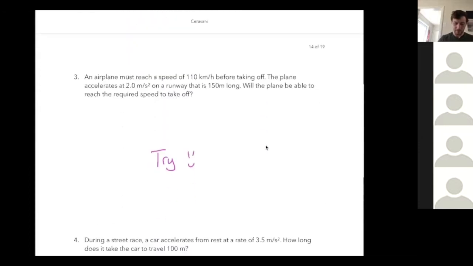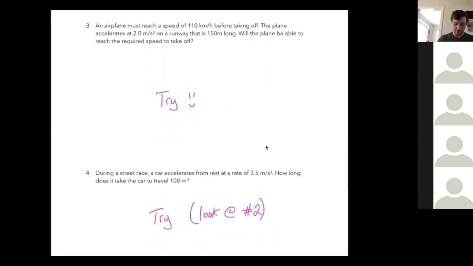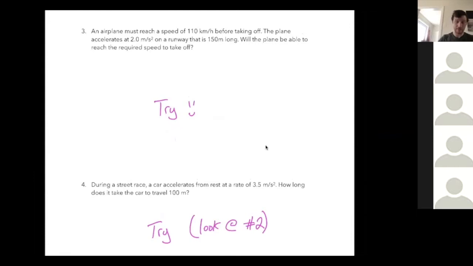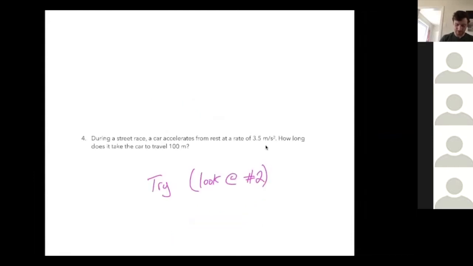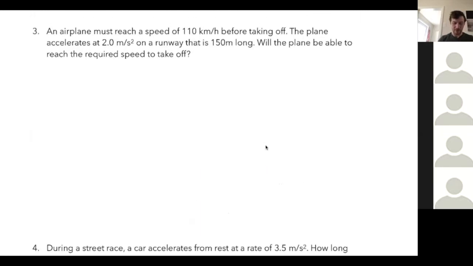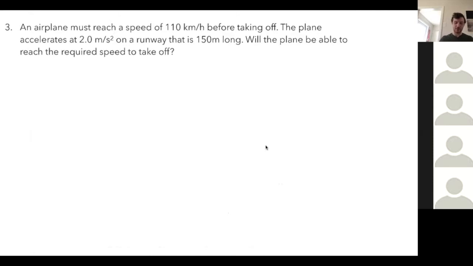Okay. So number 3 and 4, I asked you to try. So we're going to do these ones together. I won't go into too much detail, but here, this first number 3, we've got an airplane that must reach a speed of 110 kilometers an hour before taking off. The plane accelerates at 2 meters per second squared on a runway that's 150 meters long. Will the plane be able to reach the required speed to take off?